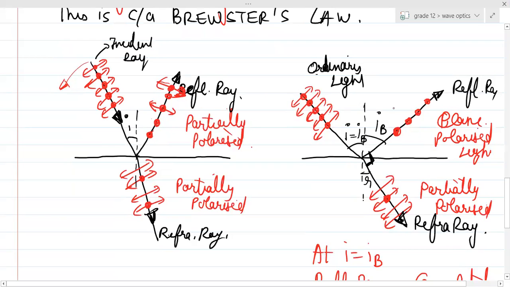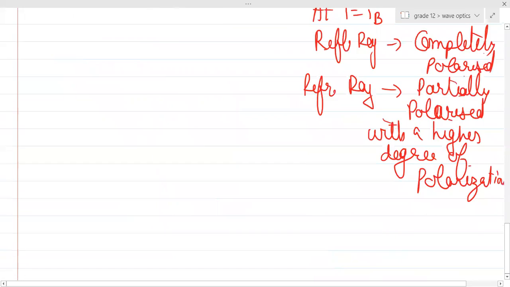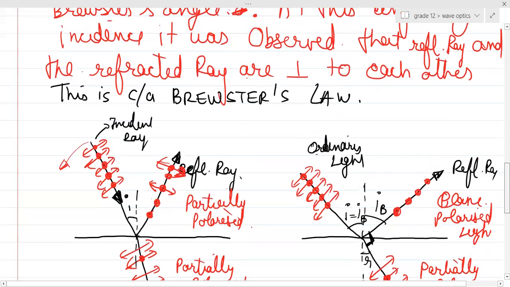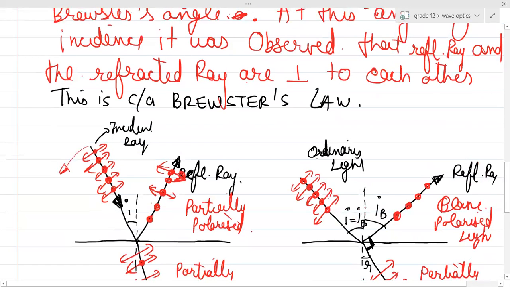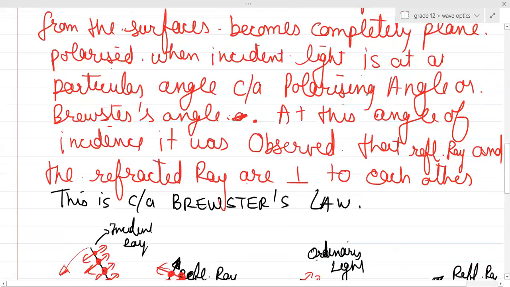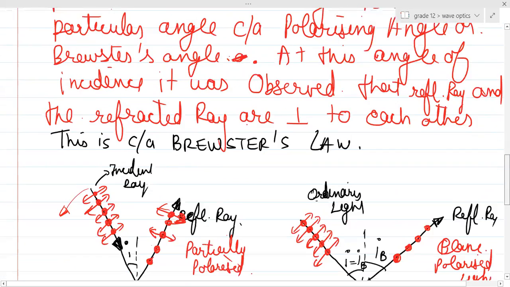So the law generally states only for these two rays, the incident ordinary light, and can you see by the reflection phenomena I have completely plane polarized the light. Are you getting my point? So this is called polarization by reflection. Is it clear? So what is this IB? IB is called the Brewster's angle. IB or IP, you can write it as polarizing angle or Brewster's angle. It's up to you.